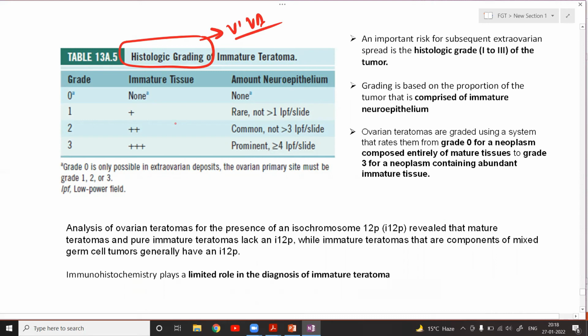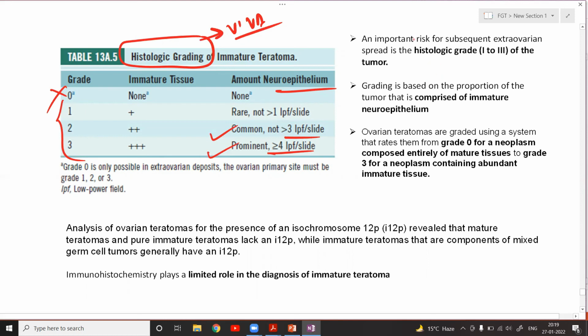So there are three important grades. Grade 0 is not to be said, just remember grade 1, 2, 3. So grade 1, when the amount of neuroepithelium is not more than 1 low power field per slide. Okay. Grade 2 is when the amount of neuroepithelium is not more than 3 per low power field. And grade 3, when more than or equal to 4 low power fields of neuroepithelium can be appreciated.